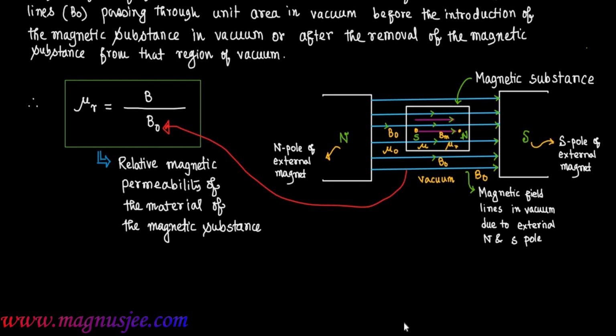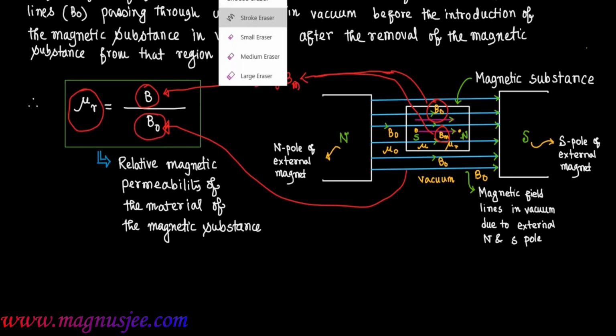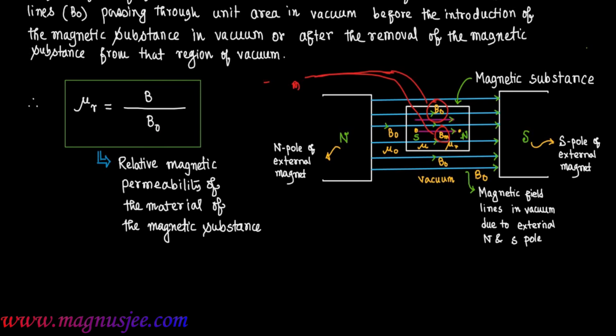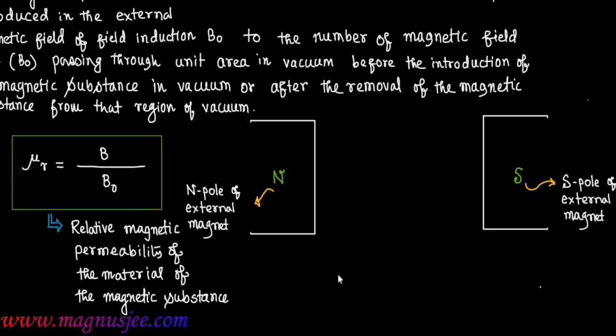So B0 is the magnetic field induction acting in vacuum, and net magnetic field induction acting in the magnetic substance is B, which is equal to B0 plus Bm, and mu-r is the ratio of B and B0. Mu-r is the ratio of net magnetic field induction acting in the magnetic substance and magnetic field induction B0 before introduction of the magnetic substance.